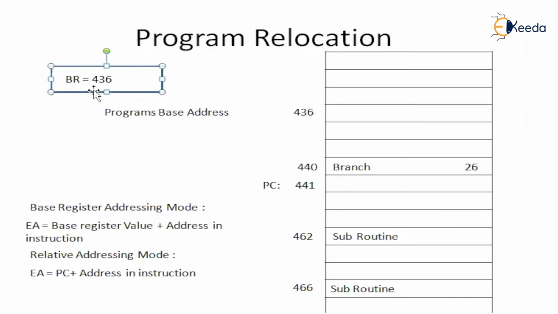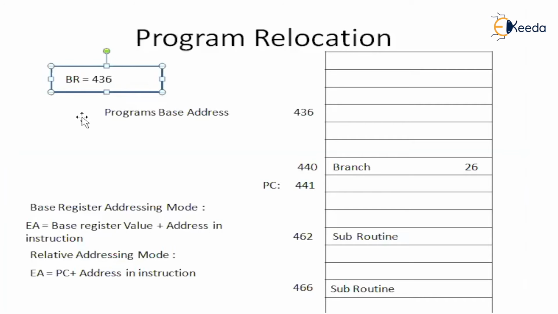There is a base register in the system. Now, let us say you have written a program of 100 instructions, in which you want to branch from one location to another. From the 5th instruction of the program, you want to branch to the 26th instruction.